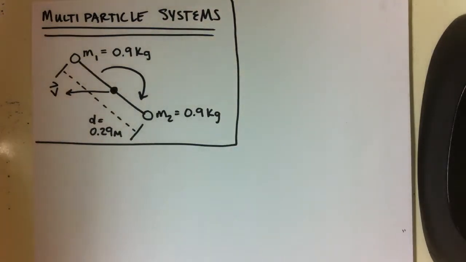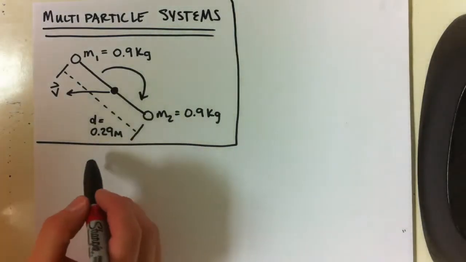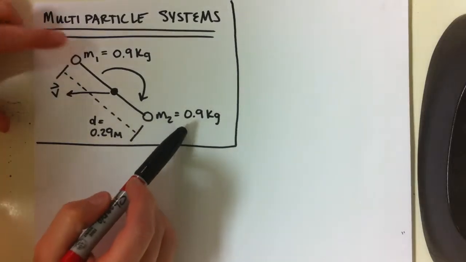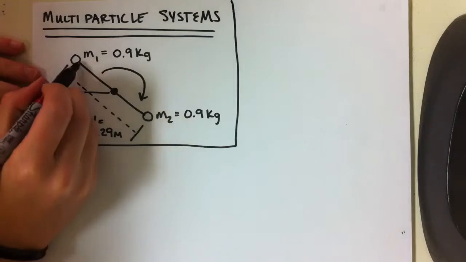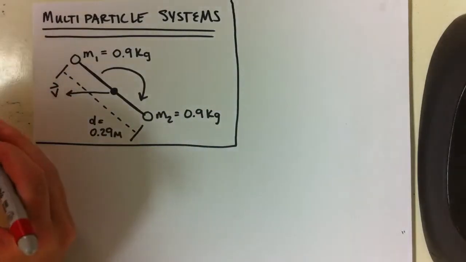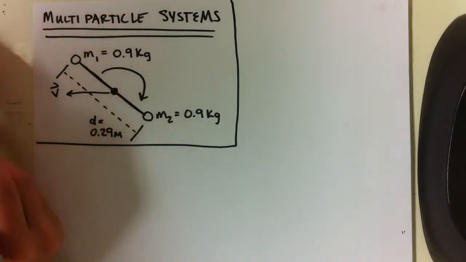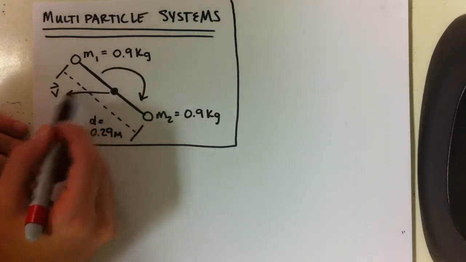Okay, so we have a barbell, and this barbell consists of two balls with known masses. Each mass is 0.9 kilograms, and they're connected by this low mass rod. Now, the barbell slides across a low friction icy surface, spinning as it moves. As you can see, it spins, but still it's moving in a direction.